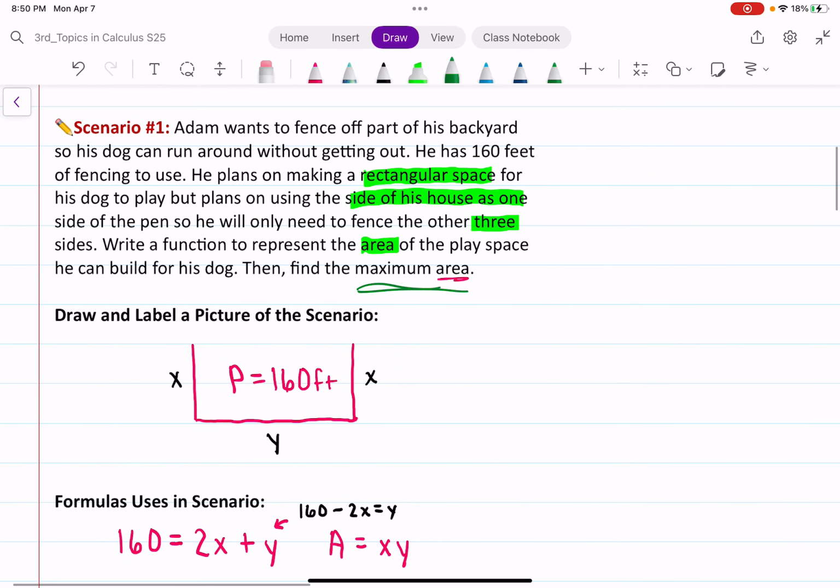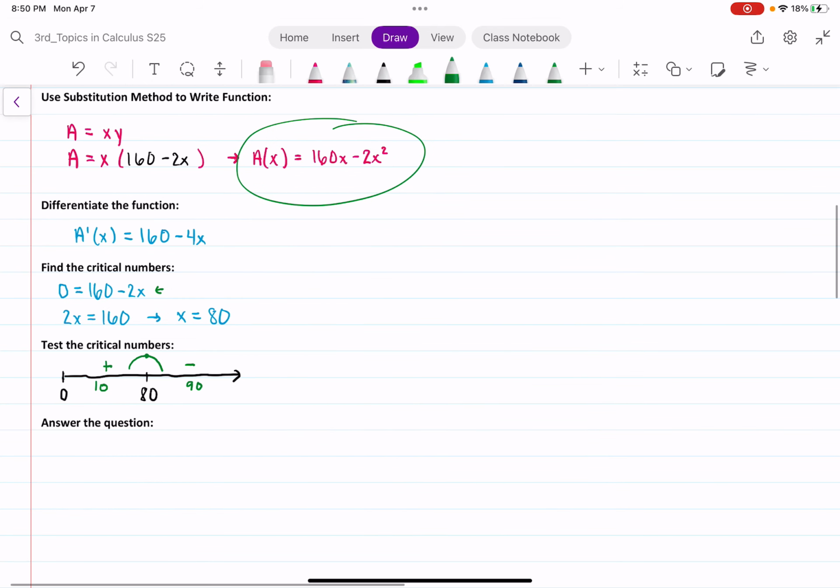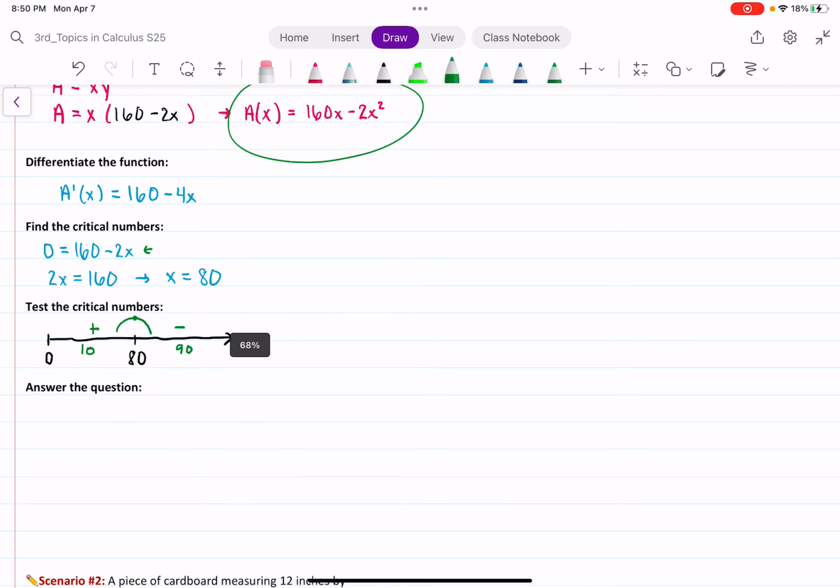It says to find the max area. Okay, so now I can use my area formula, and all I've got to do is plug in X. I know that at 80, that is where it's going to give me the maximum area. So I can just plug in 80 where I see an X. Okay, and if you plug that into the calculator, you're going to get 3,200 feet squared. So that is our maximum area.